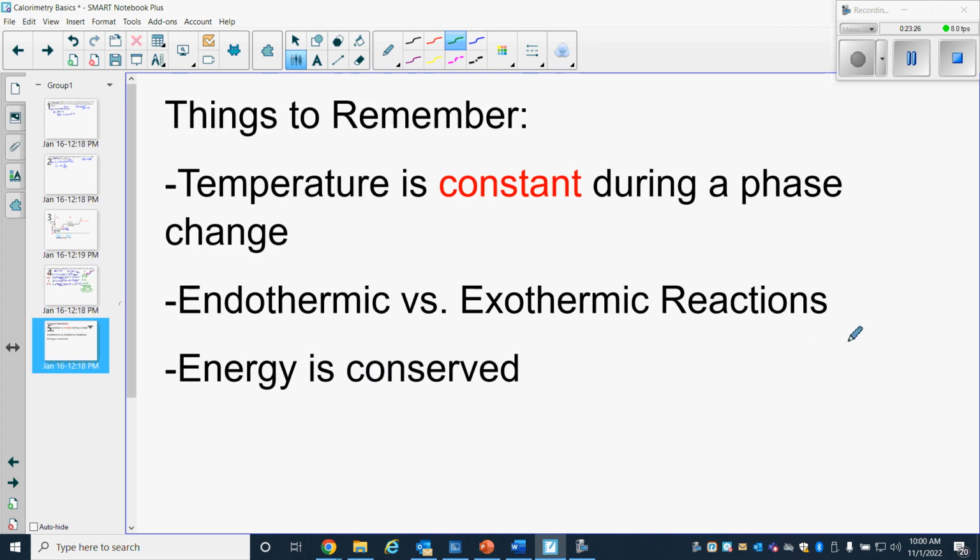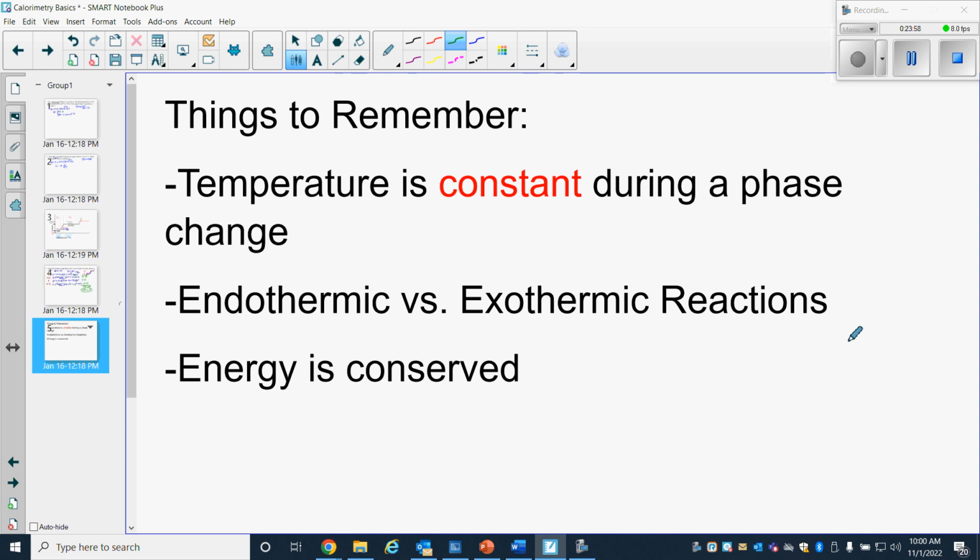So some takeaways and things to remember. Temperature is constant during a phase change. So all of the energy is going to weakening or breaking those intermolecular forces. So if temperature is constant during a phase change, you have to use that Q equals n delta H formula. There's no temperature change. So if you tried to use Q equals mc delta T, you're going to get 0, simply because that temperature does not change.